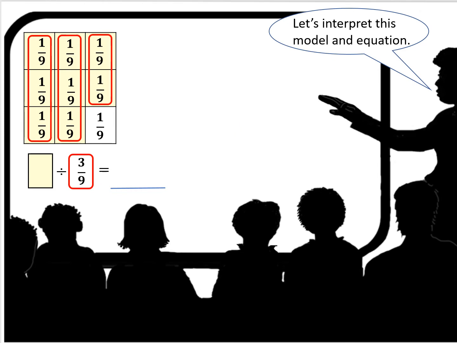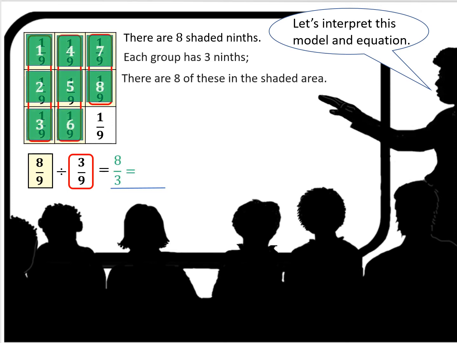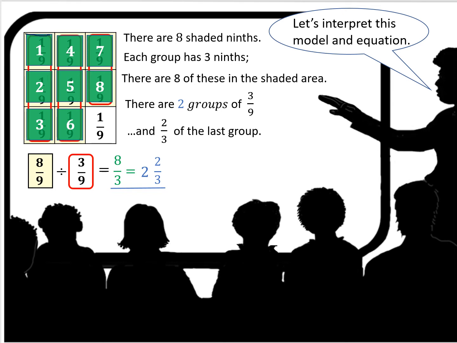Let's interpret this model and equation. There are 8 shaded ninths, and there are 1, 2, 3 groups. So my quotient is going to be 3. But what exactly is in each group? Well, in each group there are 3/9. Here's 1/9, here's 1/9, and here's 1/9. So 8/9 divided by 3/9. How many 3/9 are in 8/9?